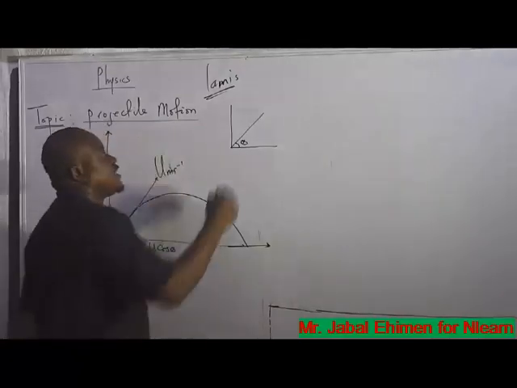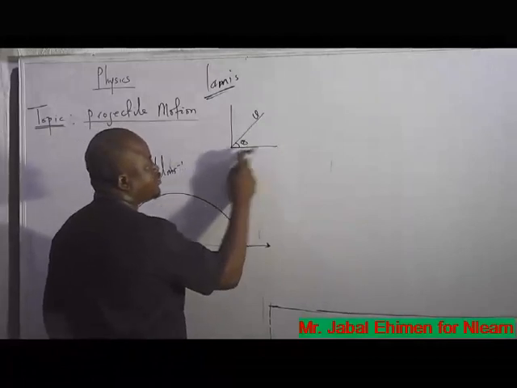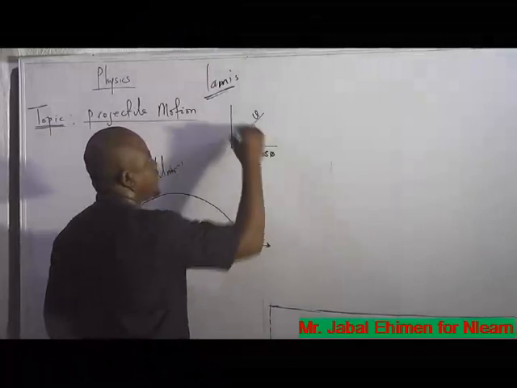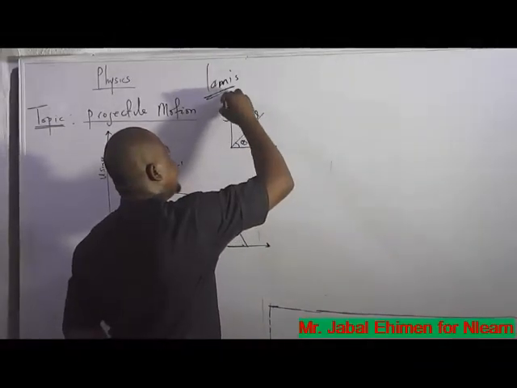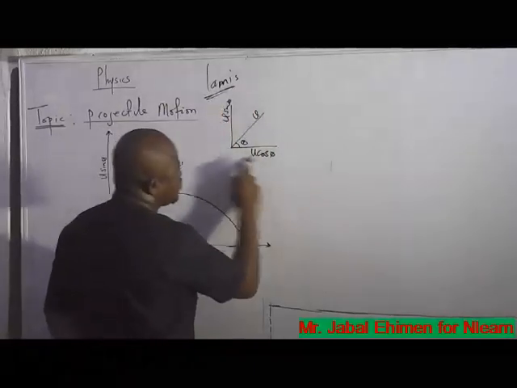Look at it. If this is u, for example, because there is angle here, automatically this direction becomes u cos theta, and here becomes u sine theta. Because there is no angle, it has to be sine. Because there is angle, it will be cos.